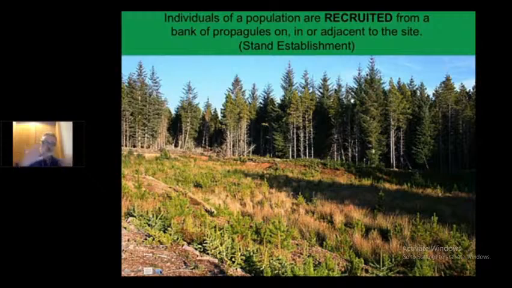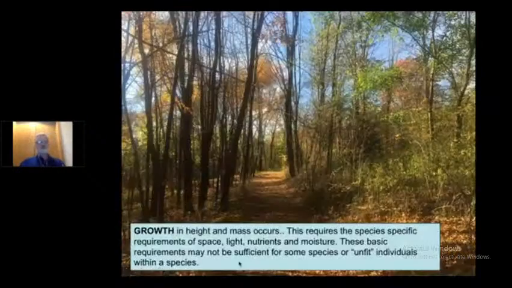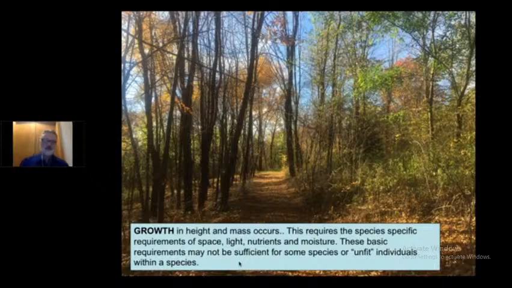Once we've had recruitment of individuals to a site, now there's growth in height and in mass. Trees, obviously, there's a lot of girth that occurs. This requires light, it requires space, it requires a certain amount of nutrients, a certain amount of moisture, and that may not be enough for some individuals. The individuals are the ones that have some sort of thing that makes them not quite fit for that particular site. There might be whole entire species that are not fit for that particular place.